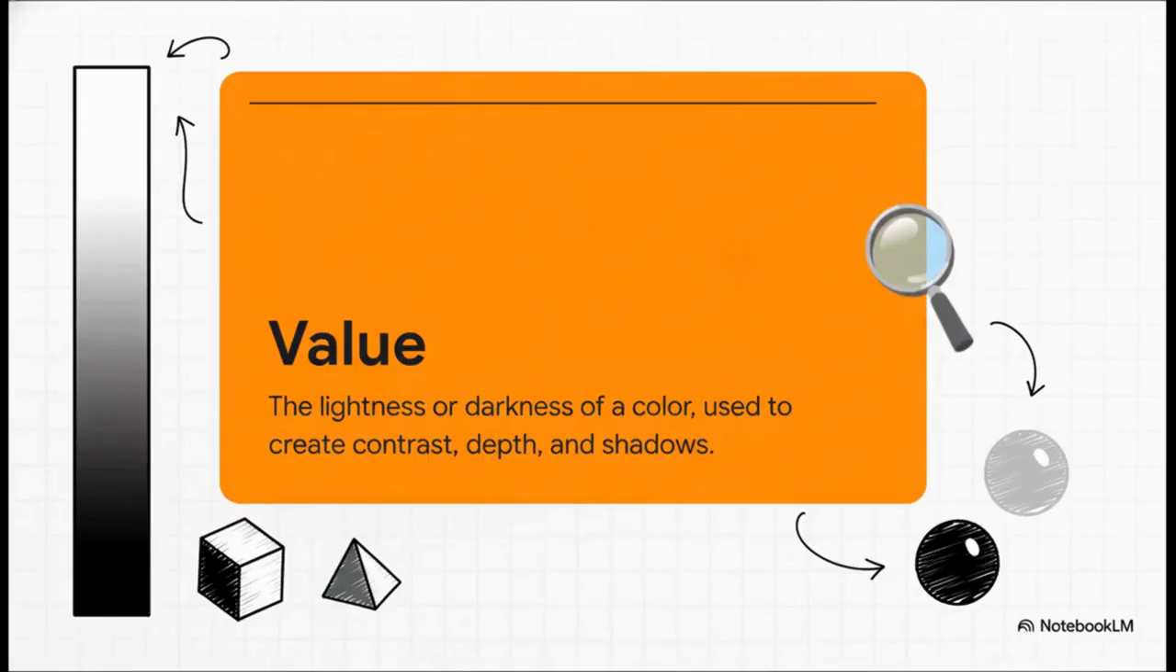And our last element is value. And that's really just a fancy word for how light or dark a color is. This is how designers get to play with light itself. By using strong contrasts between light and dark values, they can create shadows and highlights, making a totally flat image suddenly feel like it has real weight and dimension.